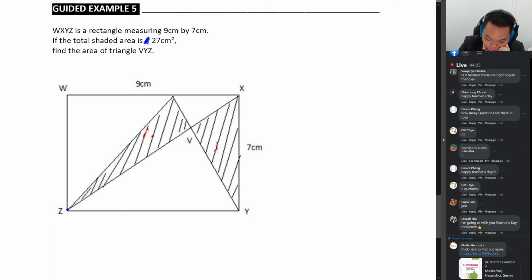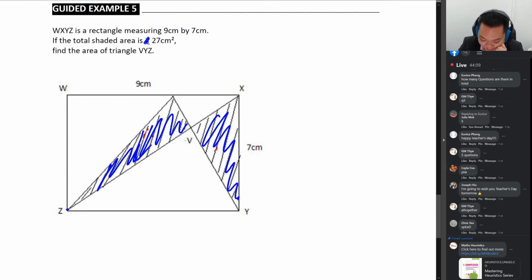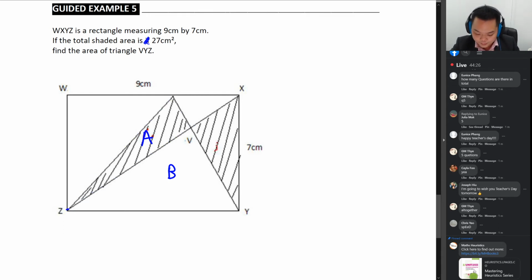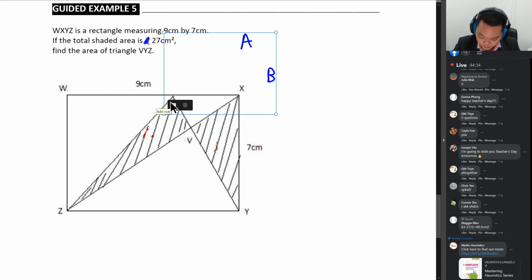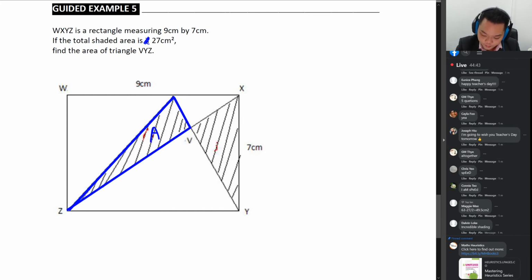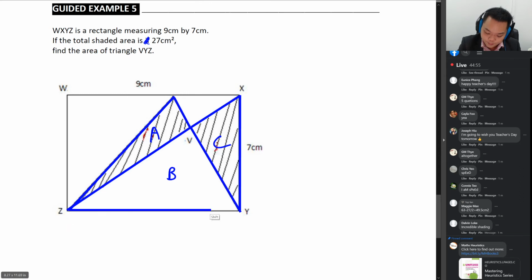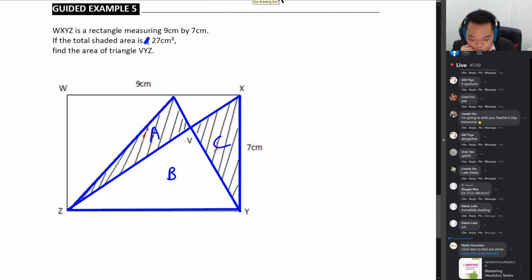Okay, the total shaded area here and here is 27 cm squared. So the first thing I want to say is, if you have this area here, we call this region A, we call this region B, and we call this region C. Now, what can you say about these triangles' areas?